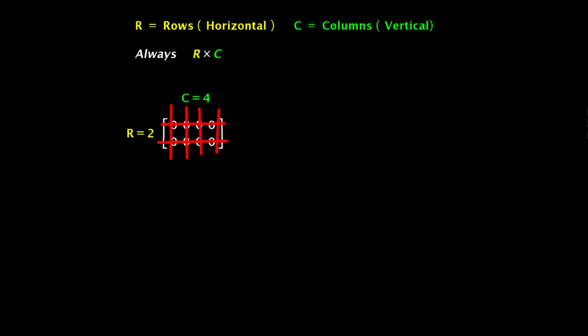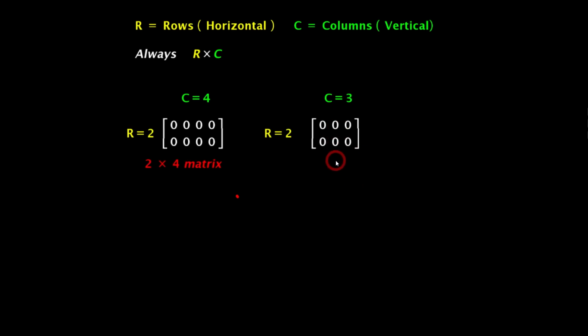The size of these matrices is, we write the row first, then the column. 2 by 4 matrices. Another example, if you have a horizontal row 2, vertical row 3, what is the name of the next matrices? It should be R times C. So it's 2 times 3. It's a 2 times 3, 2 by 3 matrix.